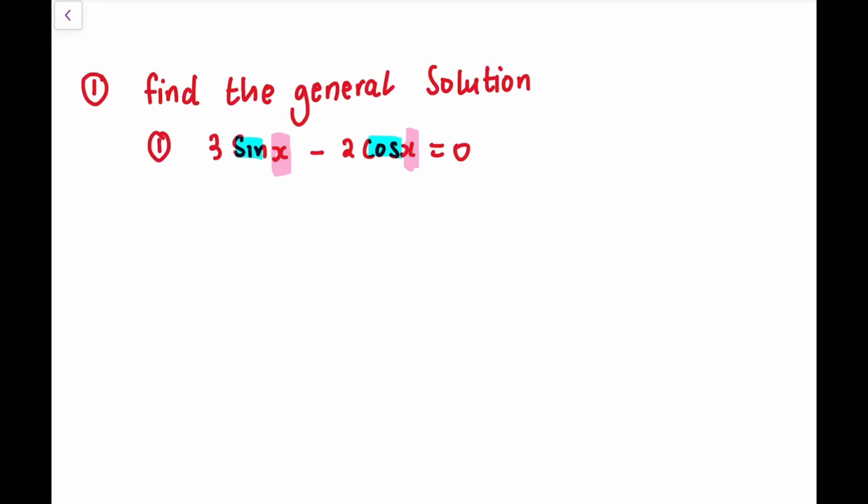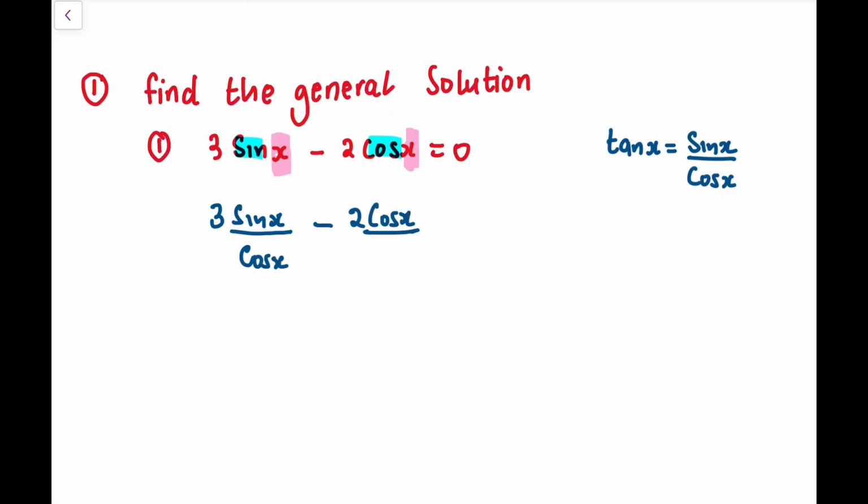Remember, tan x is the same as sine x over cos x. So I can divide everything by cos x. If I divide everything by cos x, I'm going to have 3 sine x over cos x minus 2 cos x over cos x is equal to 0. Now you will notice that you now have tan x here, and this and that will just divide.